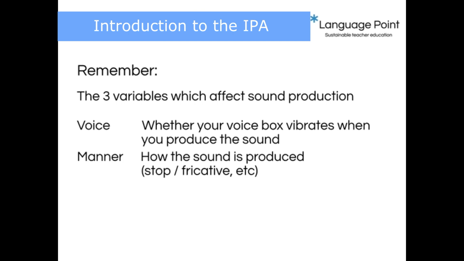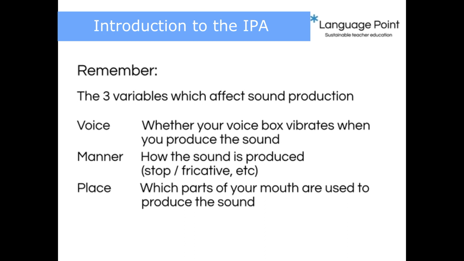We have manner, which is the way in which the sound is produced. For example, is it produced by cutting off the airflow completely, as in a stop, or by the air hissing through the different parts of your mouth, as in a fricative, or other different ways of producing the sounds of English. And finally, we think about the place, the parts of your mouth, the speech apparatus, which is used to produce the sound. So the tongue, the teeth, the alveolar ridge, the velum, all of these different parts of the mouth, which we can use to produce the different sounds.